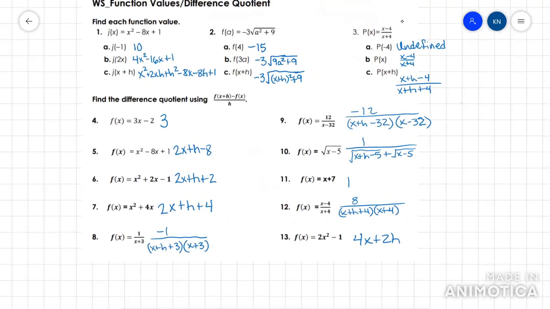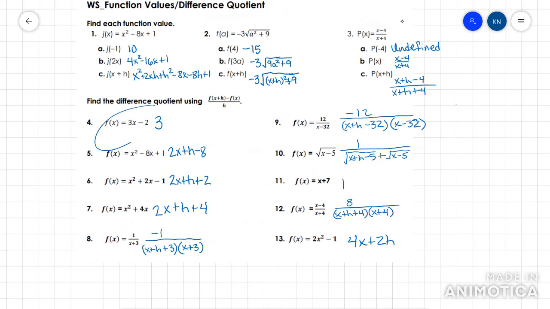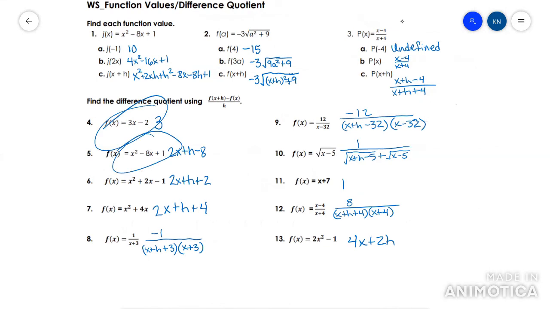So yeah, that is difference quotient. I showed you an example of a linear, a quadratic, a rational, and a root. If you know those, you should probably be pretty good at this. So hope this video helped.